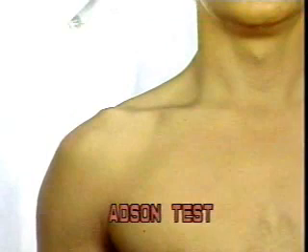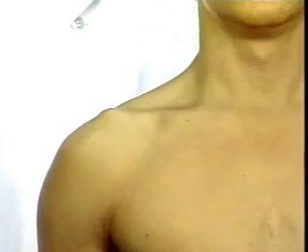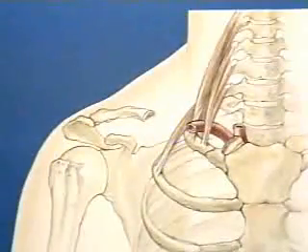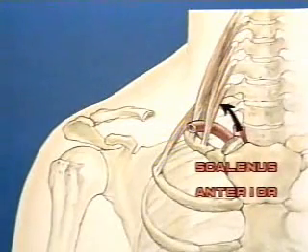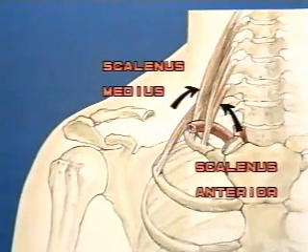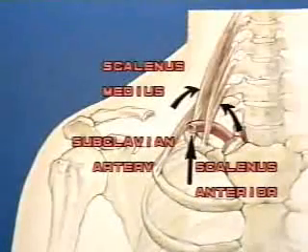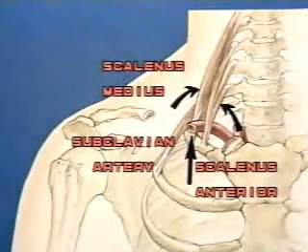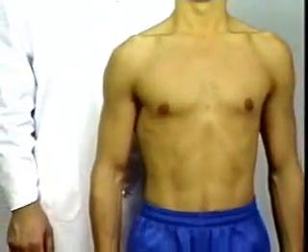Adson test. The Adson test is performed in order to determine any compromise of the subclavian artery in the cervical region. A cervical rib or compression by the scalenus anterior and scalenus medius muscles may decrease the patency of the subclavian artery. With the patient standing, assess the volume of the radial pulse at the wrist.